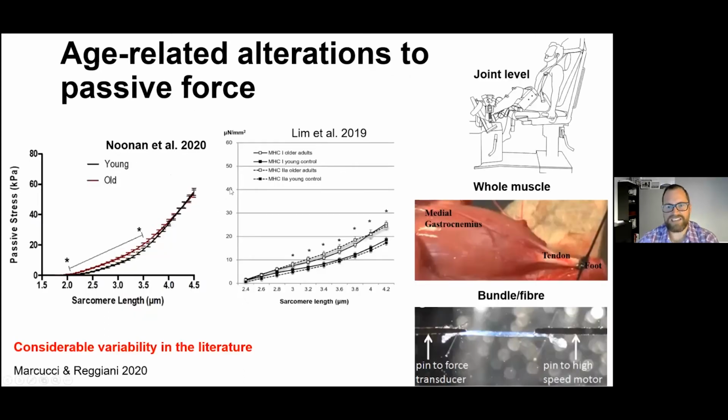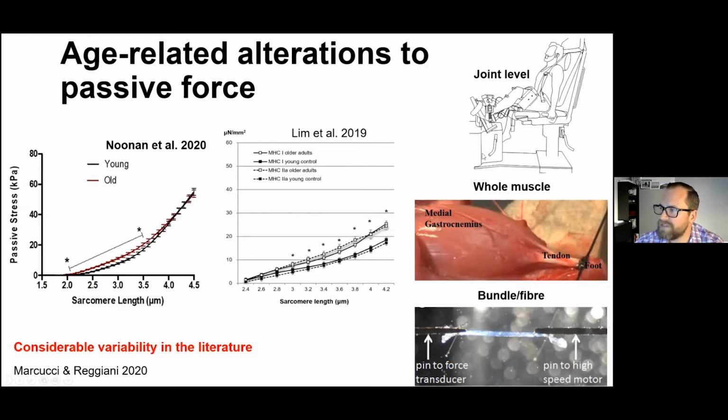One factor that has seemed to have received less attention is age-related alterations to passive force. In a review published last year by Marcucci and Reggiani, one of the things I took from that review is that there's considerable variability in the literature regarding passive force and changes with age. One thing that's fairly consistent is at the whole joint level, there's an earlier increase in passive tension for a given joint rotation. And then moving through various levels of muscle hierarchy, the picture becomes a little less clear.